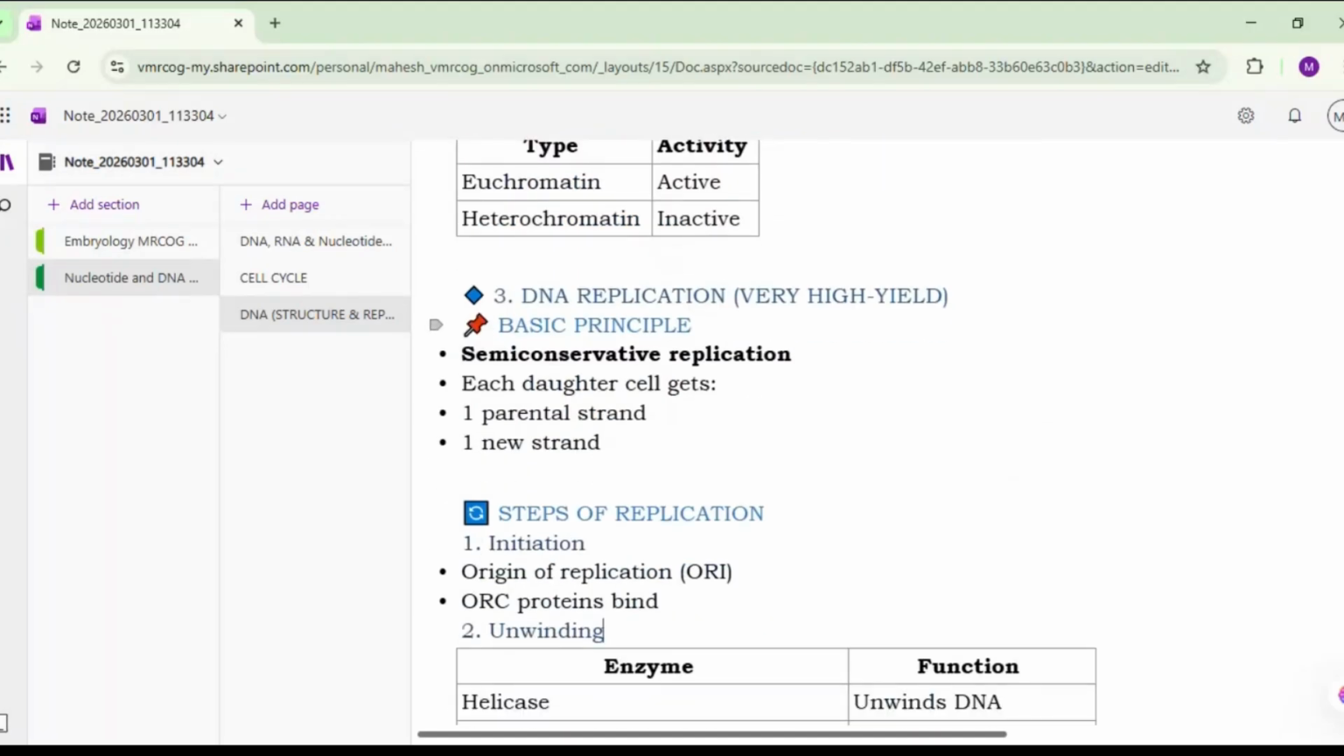So the basic principle is that it is semi-conservative replication. That means each daughter cell will get one parental strand and one new strand. That is the nature of semi-conservative replication.